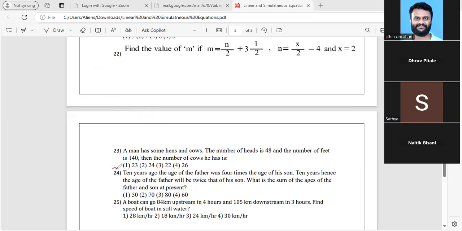Okay, let's proceed. 24th question. Wait, just a minute. Have I just noted it down? Let me just check. The 23rd answer key is open.